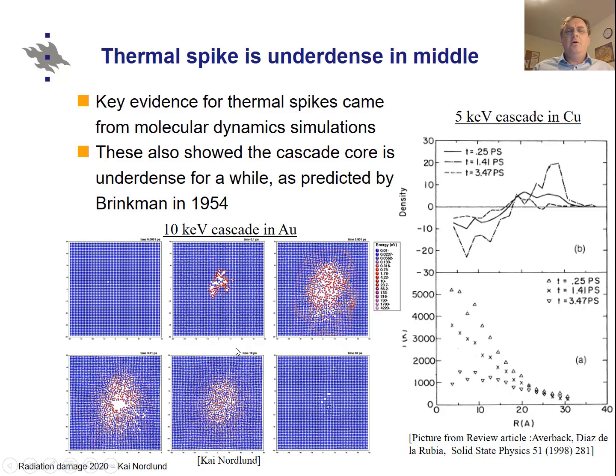But yeah, this issue that the heat spike is underdense in the middle is visible in these animations. This is from the same animation as was shown earlier. But you can of course also analyze this, and there is analysis indeed that the density is highly underdense in the middle and overdense in the core around it.